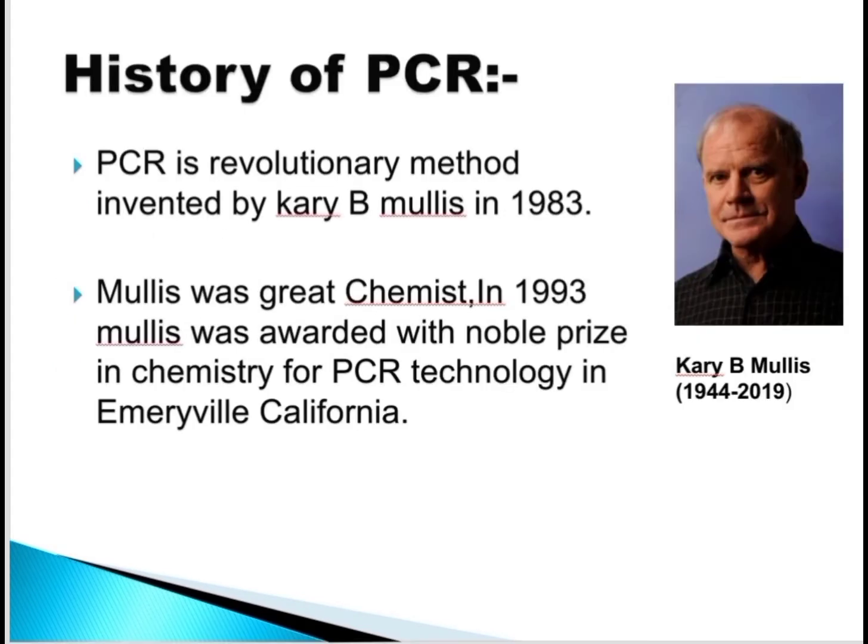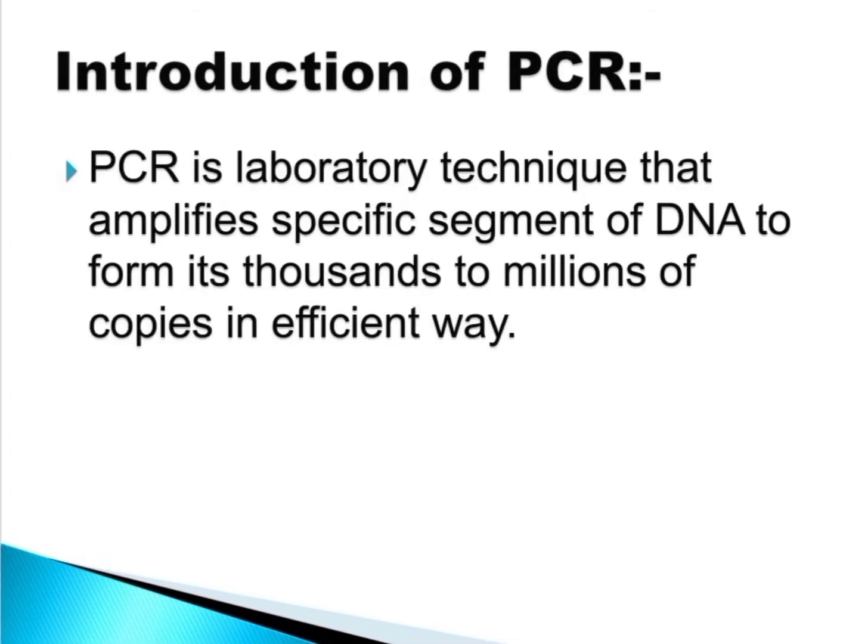History of PCR. The PCR revolutionary method was invented by Kary Mullis in 1983. Mullis was a great chemist. In 1993, Mullis was awarded the Nobel Prize in Chemistry for PCR technology. This is a picture of Kary Mullis. He was born in 1944 and died in 2019. Introduction of PCR. PCR is a laboratory technique that amplifies a segment of DNA to form thousands to millions of copies in an efficient way.